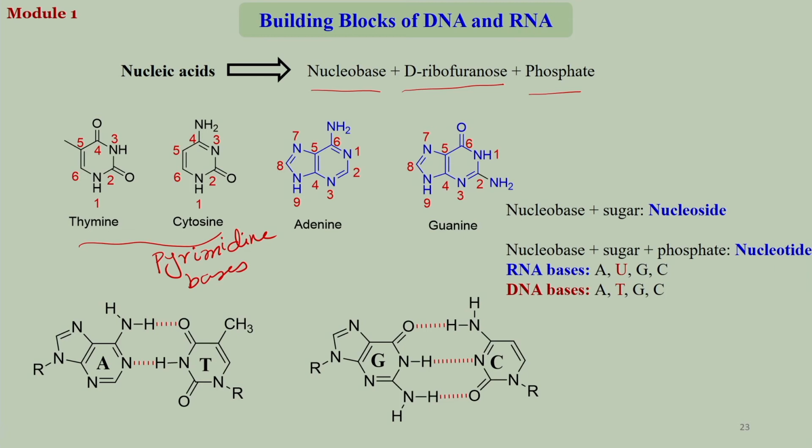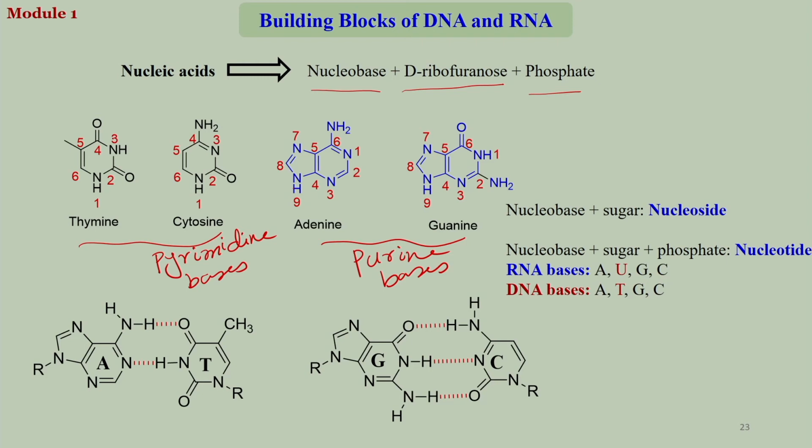because the basic skeleton is the pyrimidine structure, which is a 6-membered ring with 2 nitrogen atoms in the 1 and 3 positions. On the other hand, adenine and guanine have one 6-membered ring fused with a 5-membered ring, and they have of course this skeleton again, 1,3. So, these two have the basic skeleton of a purine structure and are known as purine bases. Adenine and guanine are purine bases, thymine and cytosine are pyrimidine bases.